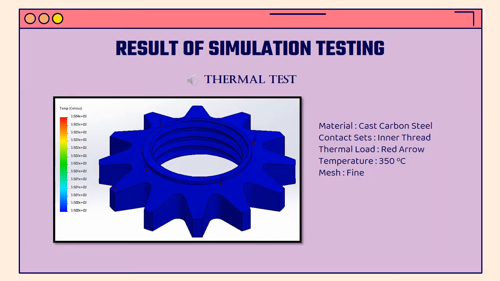The last simulation test I did is the thermal test. The material I use for this simulation is cast carbon steel. The contact sets I set to the inner track. The thermal load I use at the upper body of the nut, which is the red arrow there, and the temperature I set to 350 Celsius. The mesh I use is fine. So based on the result, the maximum thermal result for this component nut is 3.504 Celsius.